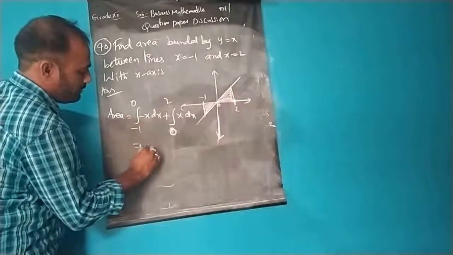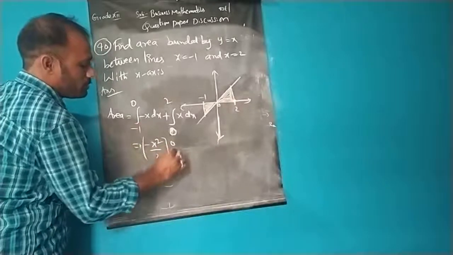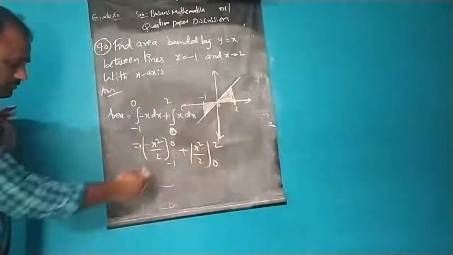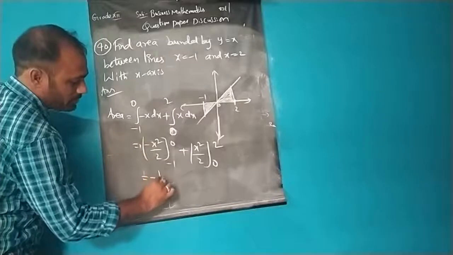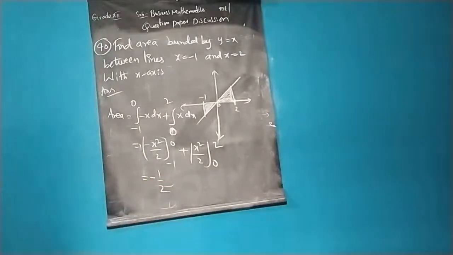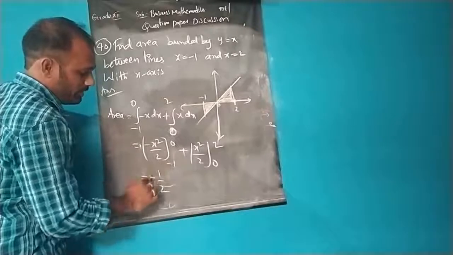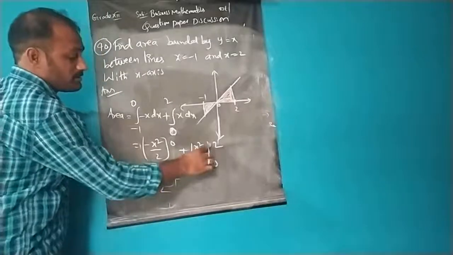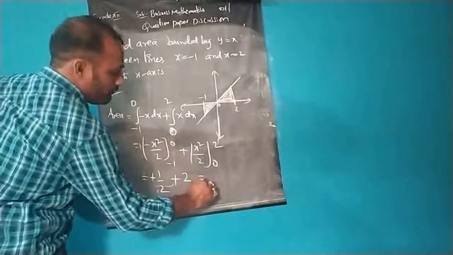So integration of x will be x squared by 2. The limits will be minus 1 to 0, plus here also x squared by 2, the limits will be 0 to 2. If I substitute 0, it will be 0, minus 1. So minus 1 squared will be minus 1 by 2. So the answer for the first limit will be minus 1 by 2. But since it is a minus symbol, it will become plus 1 by 2. Plus 2 squared is 4, 4 by 2 will be 2. So 1 by 2 plus 2 will be 5 by 2 square units.